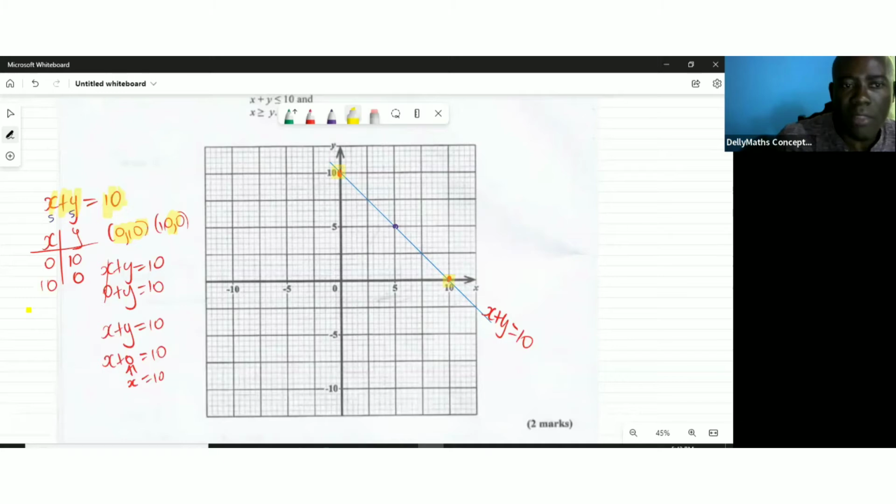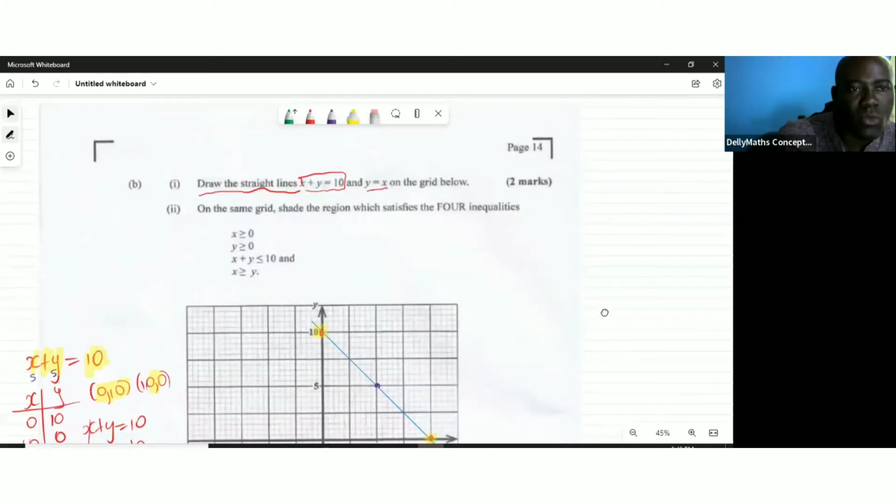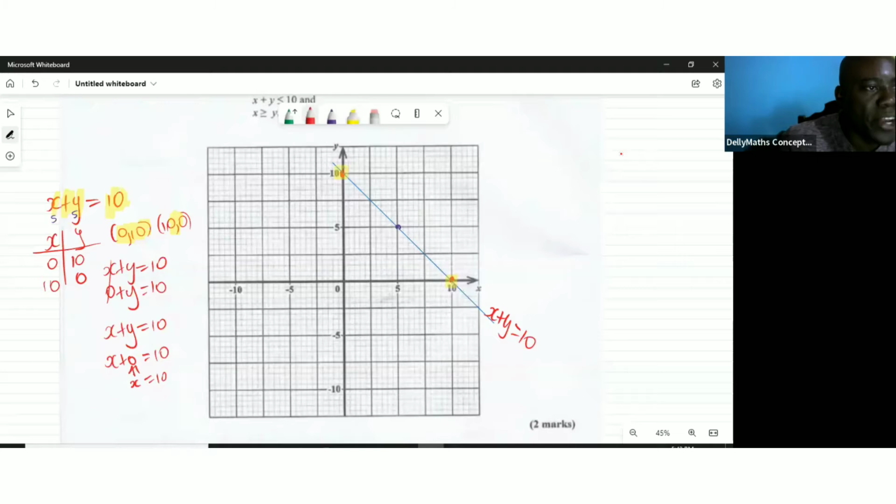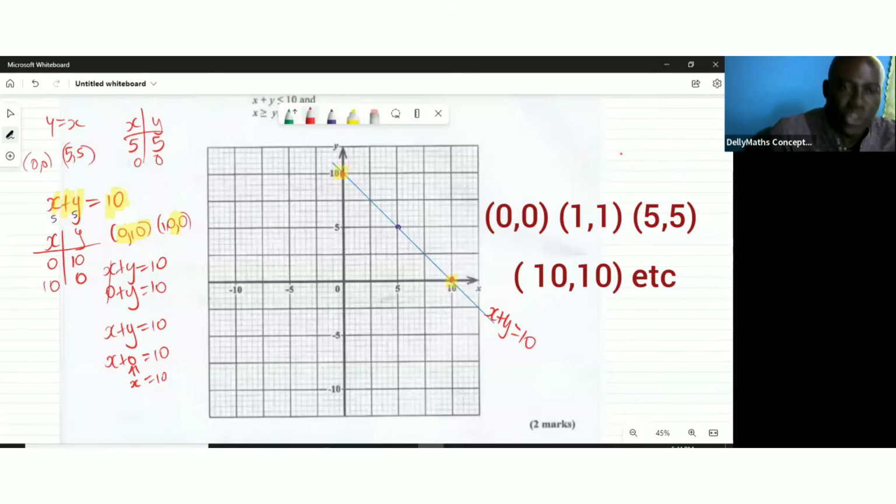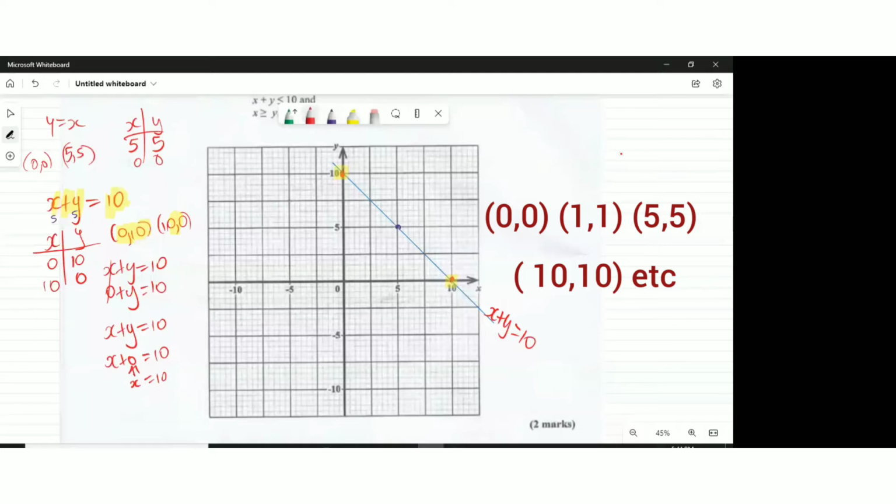Now let's go for the other thing that they asked us to draw. The one they said is y equal x. When you're looking at y equal x, you're looking at a situation where the x value and the y value must be the same. That's why it's called y equal x. That means if x is 5, y is 5. So there is a point called 5, 5 on that line because the y value is the x value. If x is 0, y is 0. There is a point called 0, 0 on this line. If x is 1, y is 1. If x is 3, y is 3. If x is 10, y is 10.